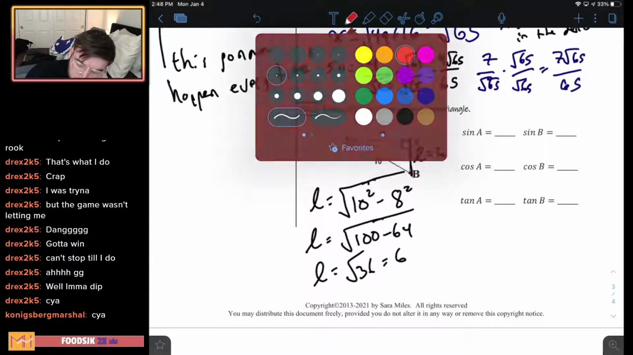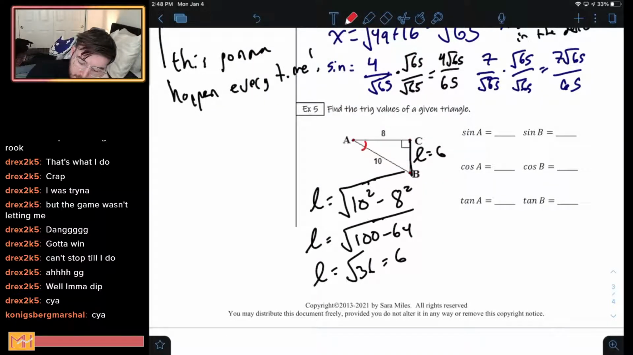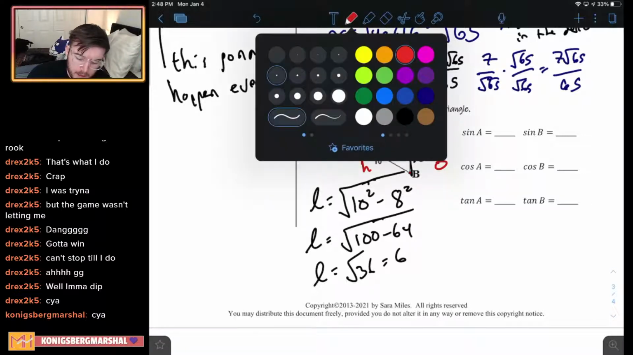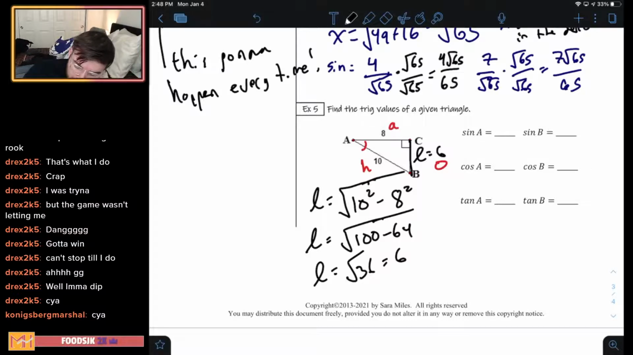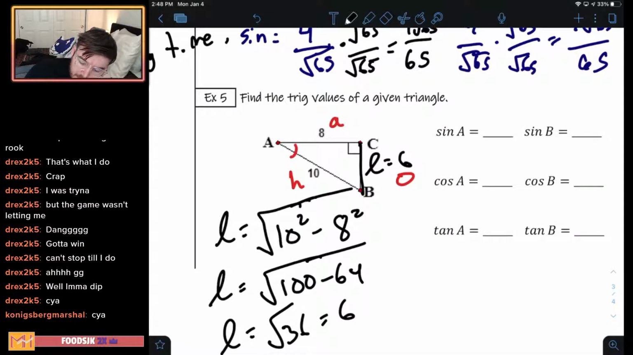And then we label. Here's A. The opposite of A is 6. Adjacent to A is 8. Hypotenuse is 10. I'm about to have another question here in a second, so get ready. We're going to do opposite over hypotenuse for sine, so 6 over 10. Adjacent over hypotenuse for cosine, so 8 over 10. And opposite over adjacent for tangent. Okay, prompting a question now.